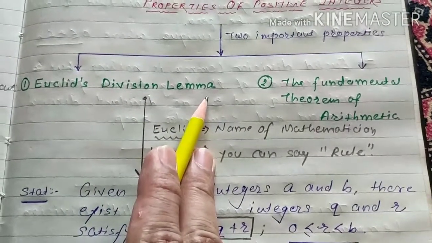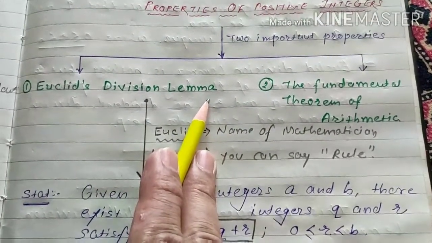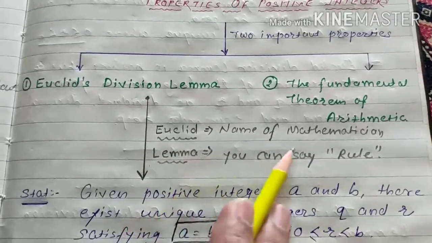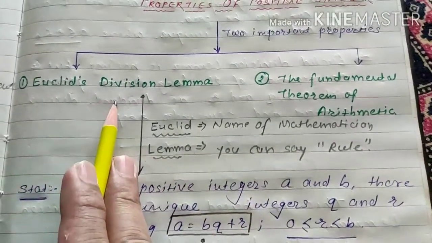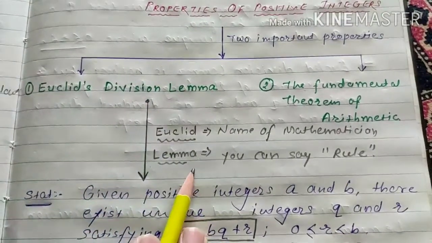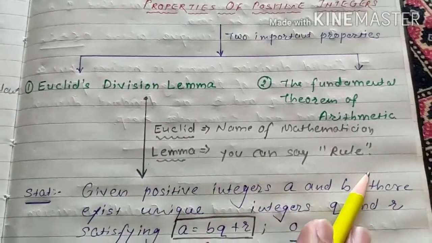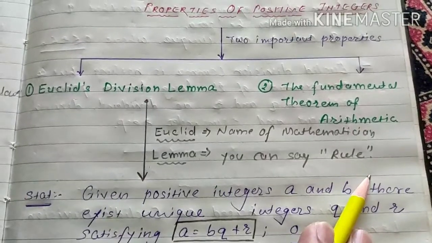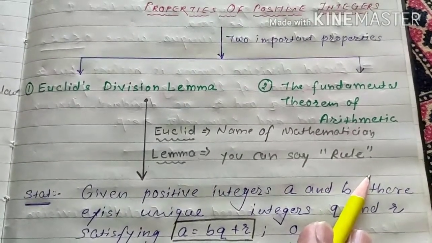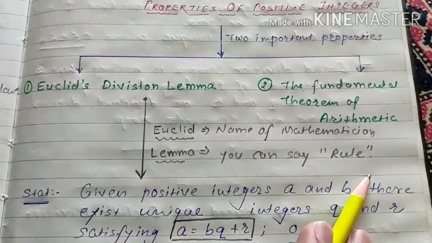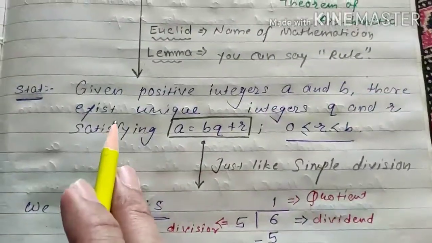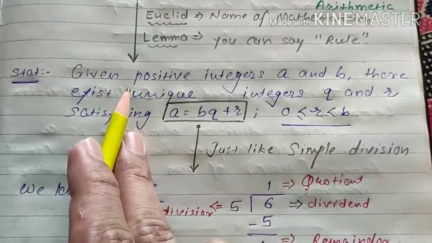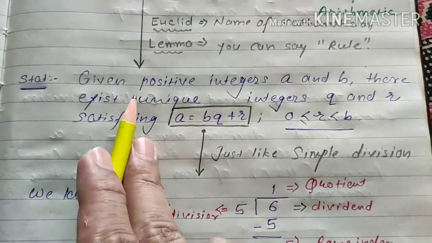I know that this is the first time you are dealing with such a type of name. Euclid is the name of a mathematician. Division means division, and lemma means you can say it is a rule. So Euclid prepared some rules for division, and that is called Euclid's division lemma. Now go with the statement. So what is the statement of Euclid's division lemma?